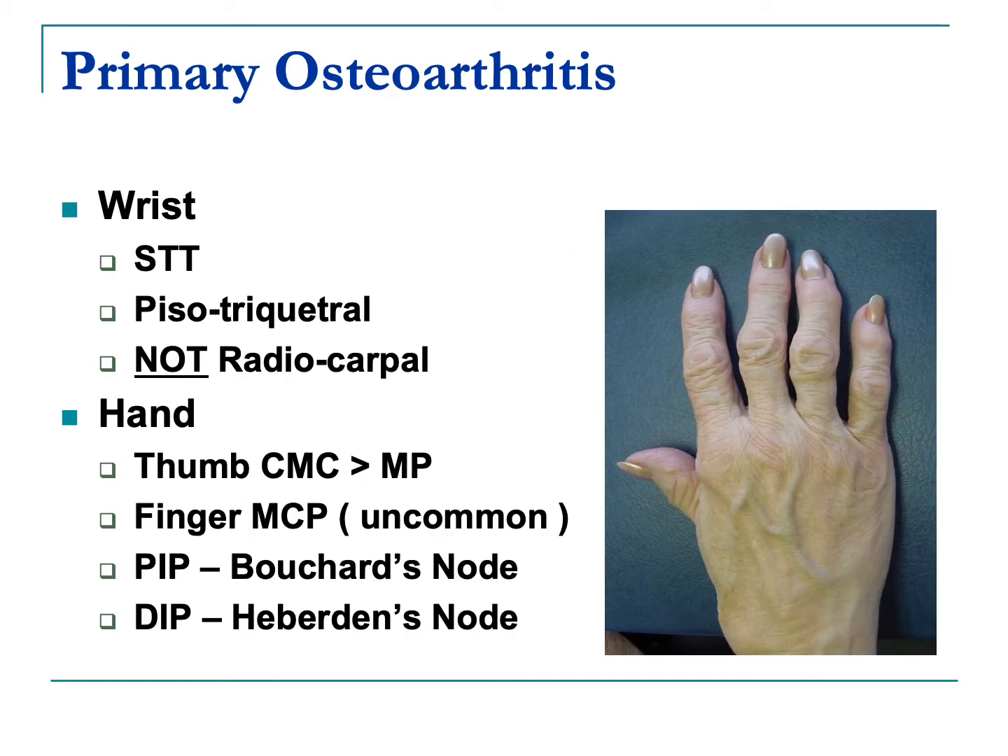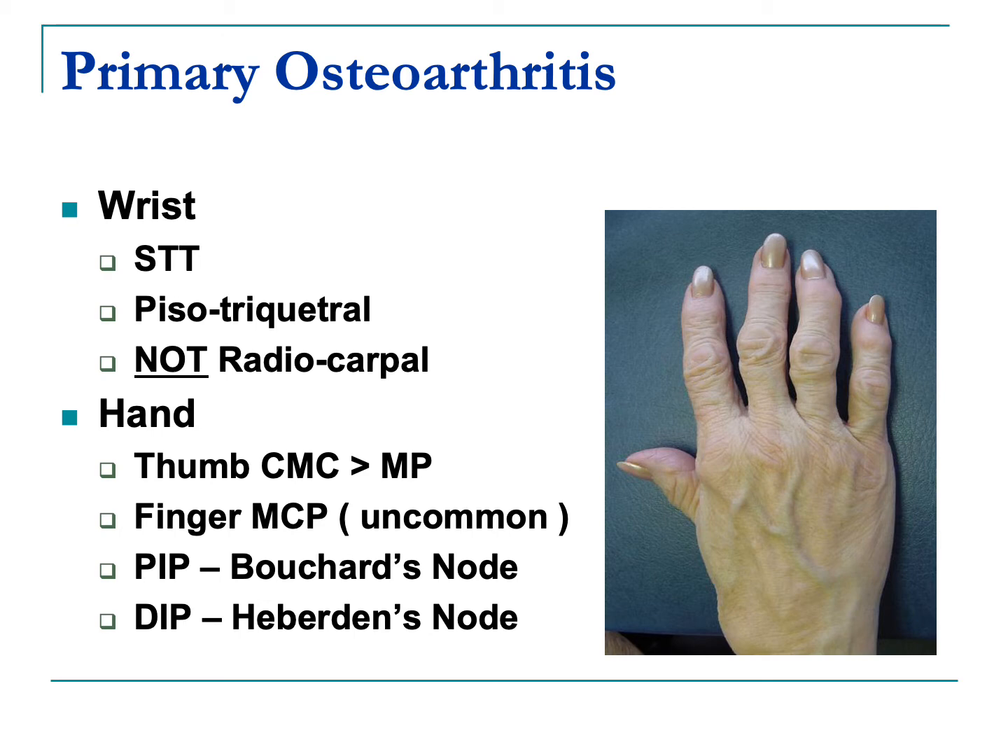Primary osteoarthritis of the wrist rarely affects the radiocarpal joint. When you see arthritis affecting the radiocarpal joint, you should think of secondary rather than primary arthritis, especially if the person has a history of inflammatory disease. Primary osteoarthritis in the wrist frequently affects the STT joint and the pisotriquetral joint.